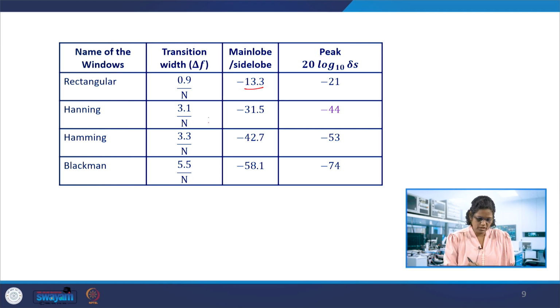So what is the relation between n, the number of samples, and this transition width? The peak side lobe, which is 21 dB below for rectangular, is 44 dB below here. So you can achieve this with Hanning. Then Hamming displays 53 here, and minus 74 here.